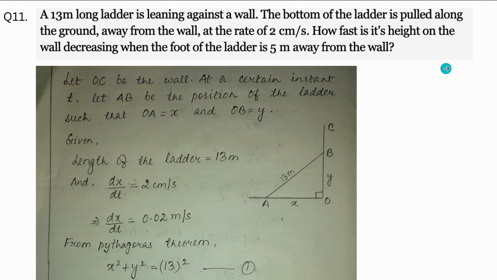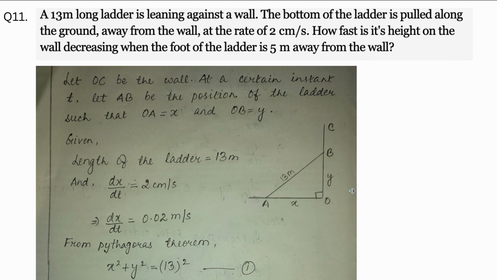Now, the first thing that you should notice over here is the change of units, that over here the rate has been given in centimeters, while the dimensions of the ladder have all been given in meters. So be careful with the units here. So now this is the diagram, and let AB be the ladder over here and OC be the wall, and this is the ground basically, right? So let OC be the wall, and at a certain instant t, let AB be the position of the ladder, such that OA is equal to x, the distance of the ladder from the wall. Let this be x, and OB, that is on the wall, let it be y.